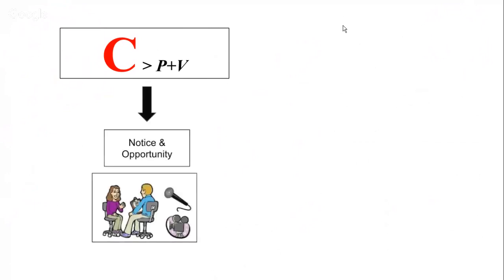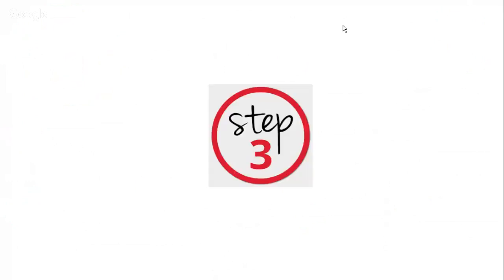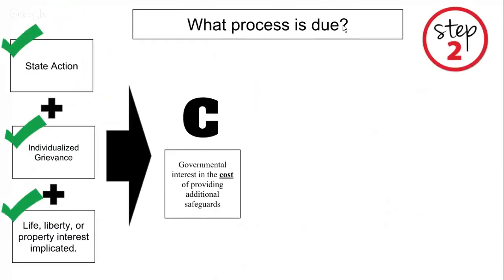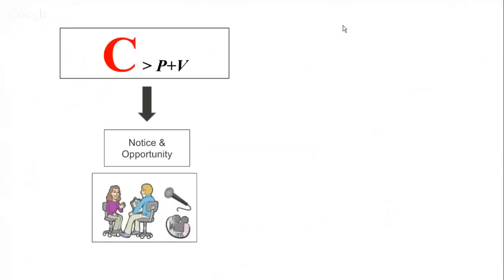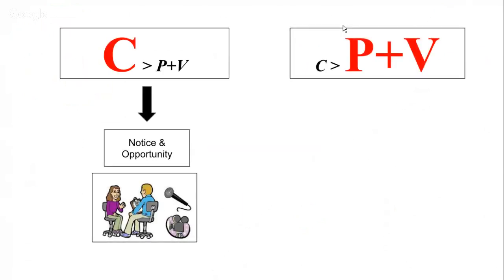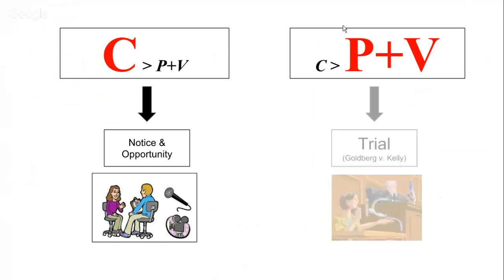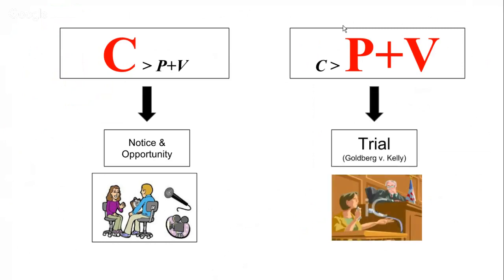I don't know. Just the regular, the lowest level. There it is: notice and opportunity to be heard. Because you get some form of due process because you check those three boxes. So you're getting notice and opportunity to be heard. But now let's say the reverse happens, then you can get the trial like in Goldberg v. Kelly.